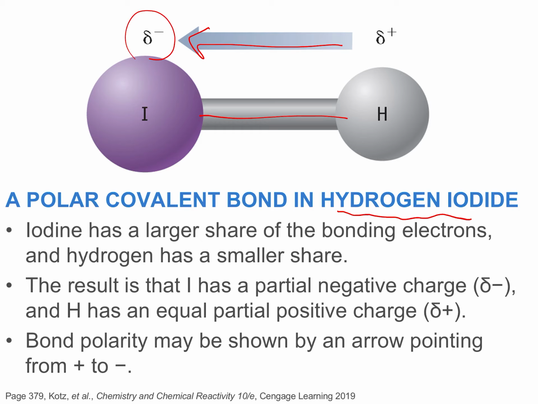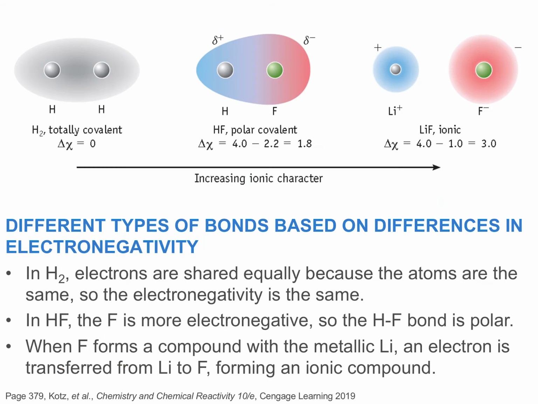So what we do is, this is the small Greek letter delta. So we write delta negative to say that there's a partial negative charge because more of the electrons are spending their time over there. Whereas for the hydrogen, you have a delta plus, or a partial positive charge. So you can denote the bond polarity by drawing an arrow. And we draw the arrow in the direction of where the electrons are spending more of their time.